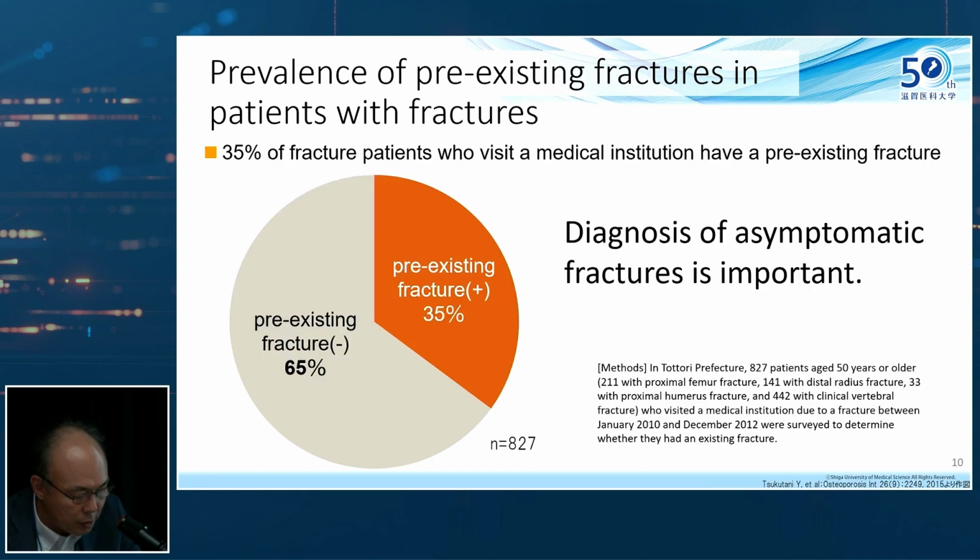This is another data. This shows that 35% of fracture patients who visit a medical institution have a pre-existing fracture. This means that diagnosis of asymptomatic fracture is important to prevent new fractures.